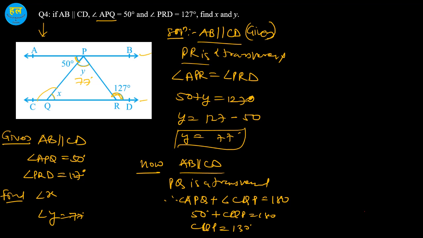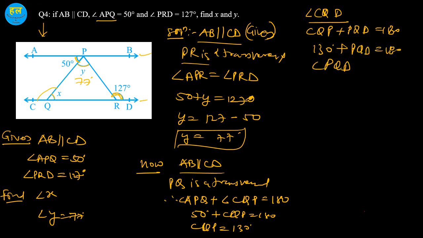And because of the transversal, PQ is a line and angle CQP and angle PQD form a linear pair, therefore angle CQP plus angle PQD is equal to 180 degree. So CQP we have found that it is 130 degree plus angle PQD is equal to 180 degree. So PQD is equal to 50 degree.